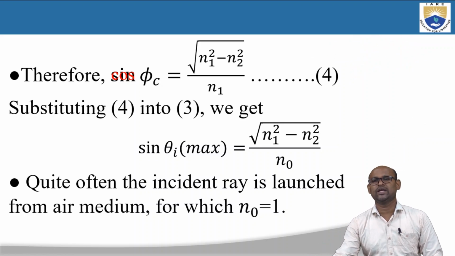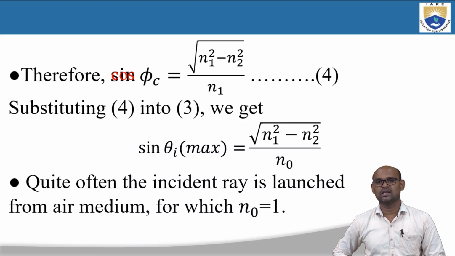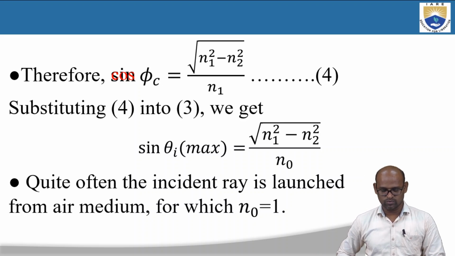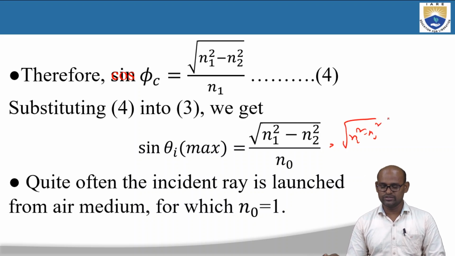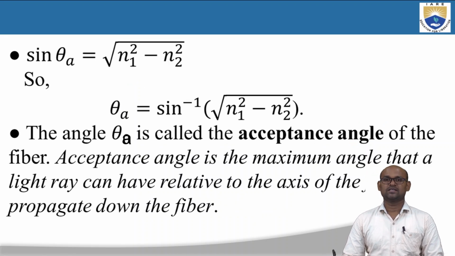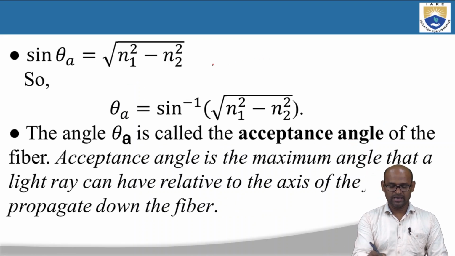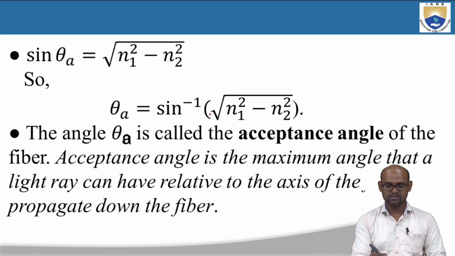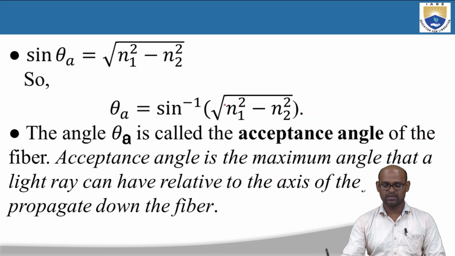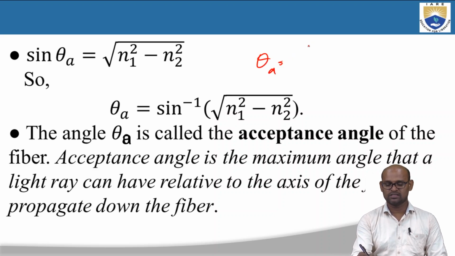Generally, we take the launching zone as air, for which n0 is 1. So we can simplify this equation as square root of n1 squared minus n2 squared, because the launching zone is, in general, air, and the refractive index of air is 1. So the acceptance angle, sin theta A, is square root of n1 squared minus n2 squared, or theta A is sin inverse of square root of n1 squared minus n2 squared. So the angle of incidence is sin inverse square root of n1 squared minus n2 squared.